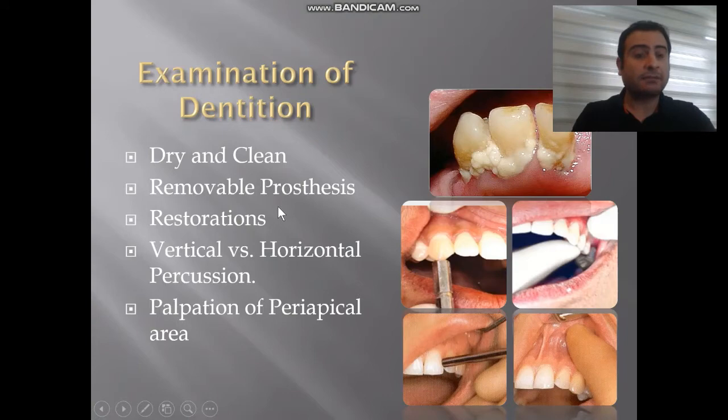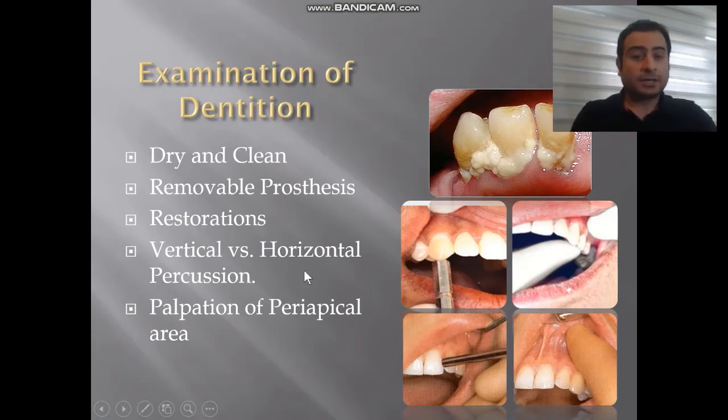Restorations: if the patient has amalgam or composite restorations, we usually visually inspect the margin. We look for any discoloration or obvious fracture of the restoration, and sometimes we use a probe to probe the margin of the restoration. If the teeth have an extensive, large restoration and are symptomatic, we might consider examining the pulp vitality. We might also take a radiographic examination for them. So any restorations within the oral cavity need to be examined as part of the dentition.